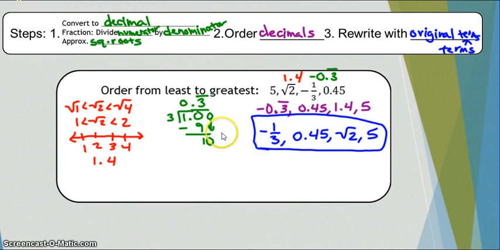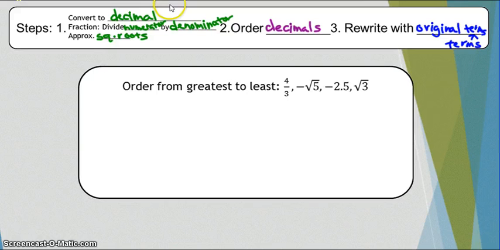Next example. With this example we have 4/3. So we're going to first start off by doing 4 divided by 3, numerator divided by denominator.